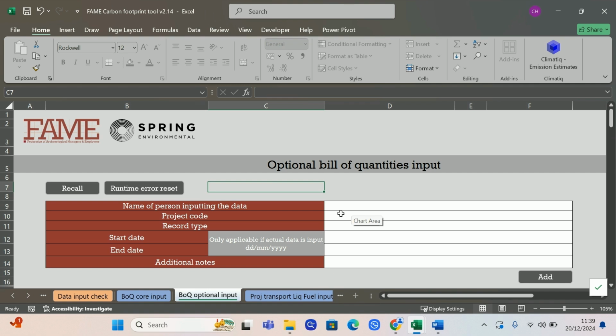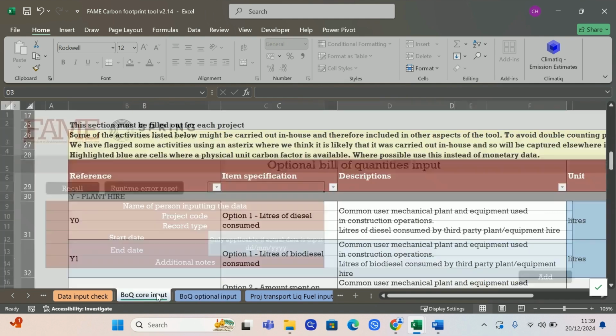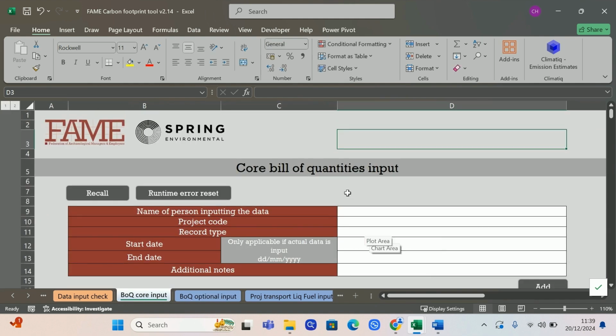The input process for both the core and optional is very similar. So I'm just going to run through the core bill of quantities input.